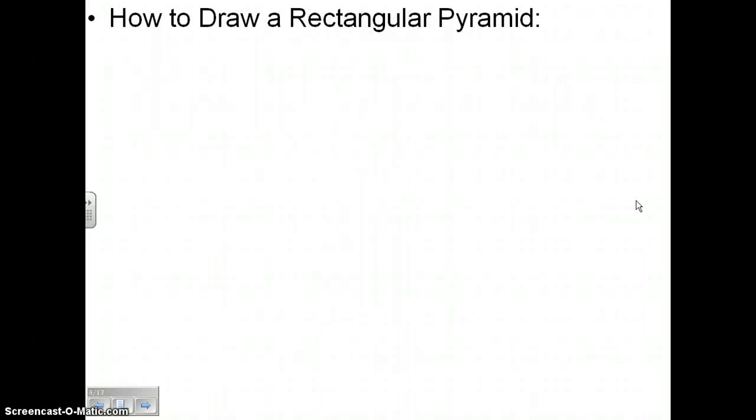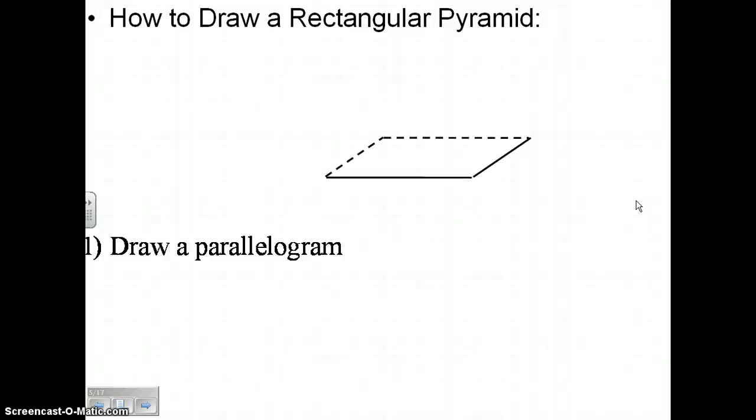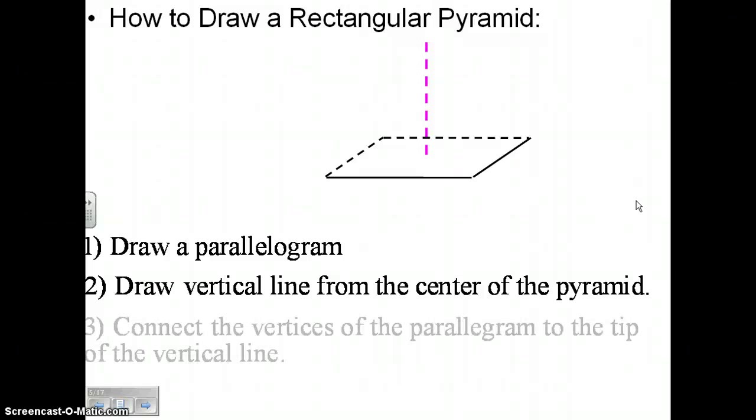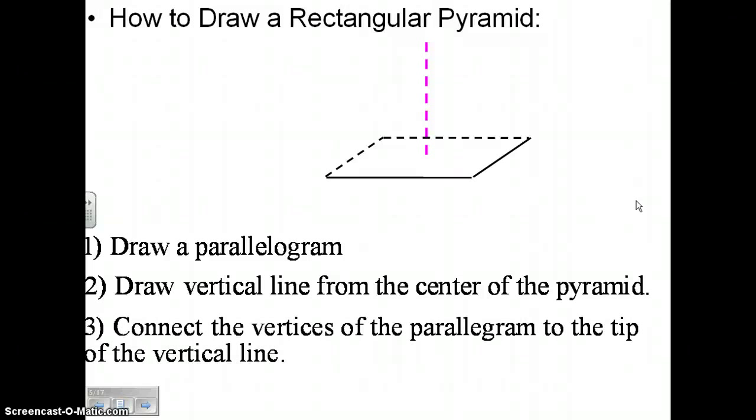Again, how to draw a rectangular pyramid, you draw a parallelogram, or if it's a triangular pyramid, you can draw a triangle, or if it's a hexagonal, you can draw a hexagon. And then just draw a vertical line up from the center, and then just connect all of the vertices to the tip of the vertical line. Just like that. And we went over that again in 9.8.